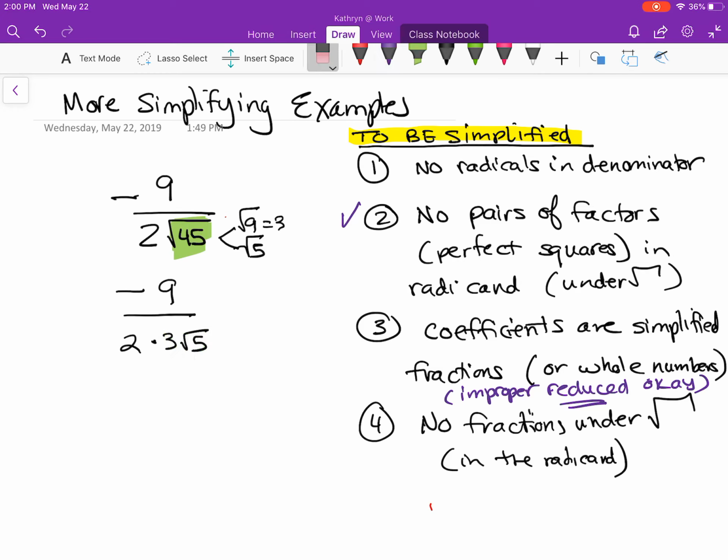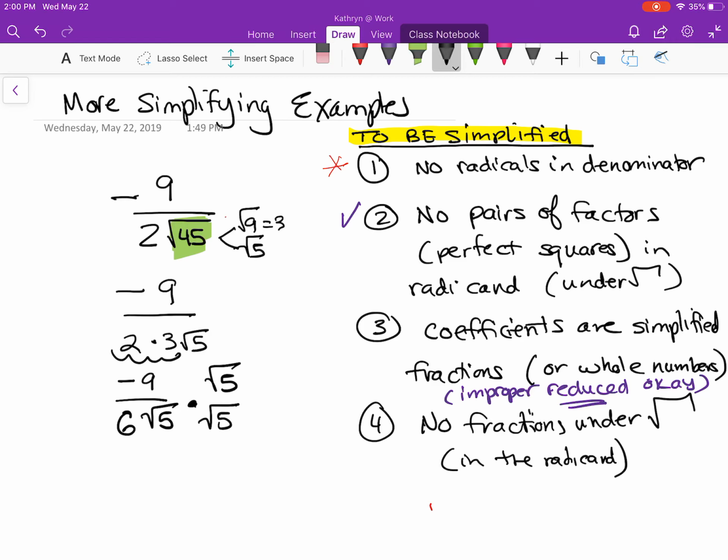All right, now what? No radicals in the denominator. Yeah, that's going to be probably the next one I'm going to deal with, this one right here. Let me just rewrite the problem. -9 over 6, right? The 2 times 3 is 6, times the square root of 5. So I want to deal with the radical in the denominator, and I do that by rationalizing. So I'm going to multiply top and bottom by the square root of 5.